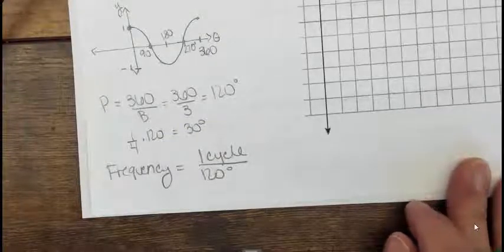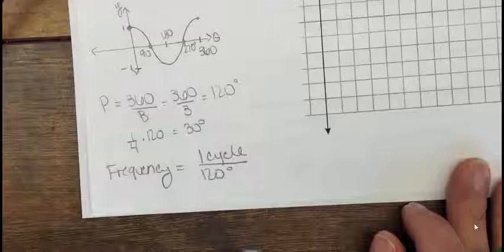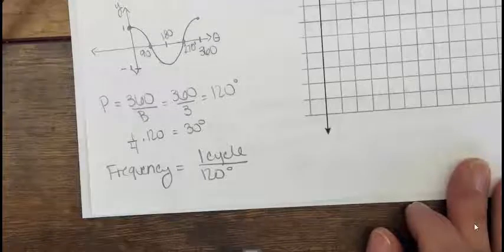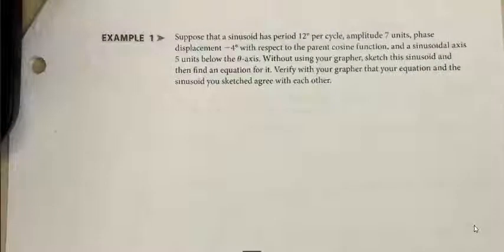So one thing that you can think about is that if you have a shorter period, you're going to get more cycles that can fit, and therefore you're going to have a higher frequency. And we think about that probably with like noise. Moving on to example 1.